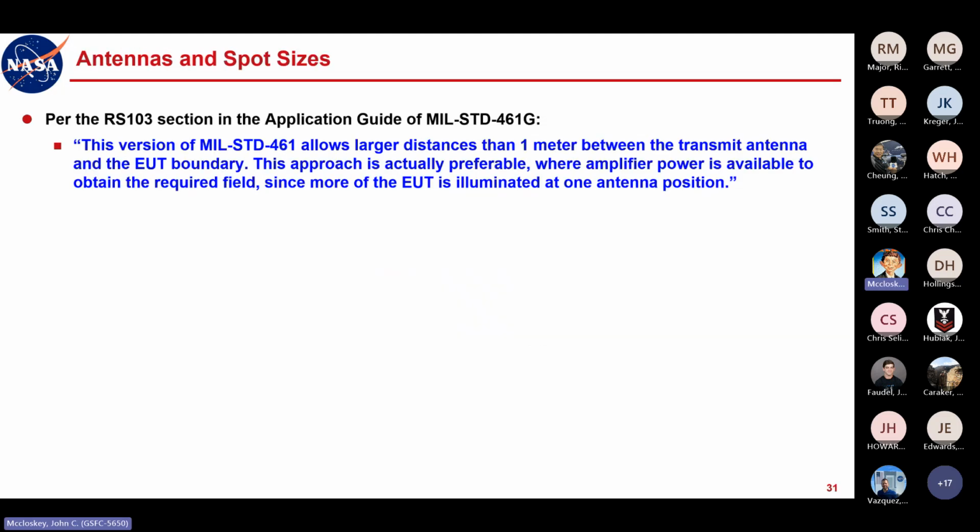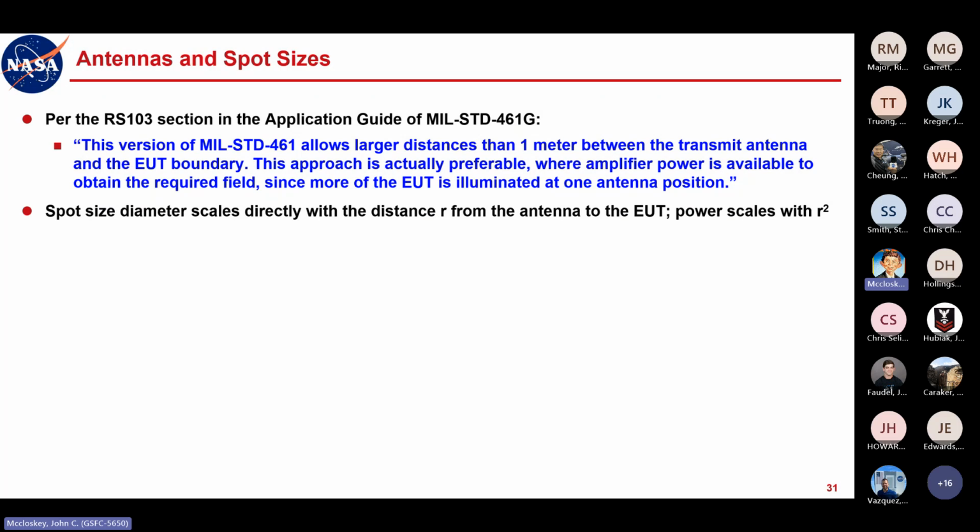Now, one thing that works to your advantage, and here's another commercial for using the latest version of a standard, is that MIL standard 461G allows larger distances than 1 meter between the transmit antenna and the EUT boundary. This approach is actually preferable where amplifier power is available to obtain the required field, since more of the EUT is illuminated at one antenna position. Okay, if you insist that you're under contract for 461F or E or D or basic going back to 1967, you're missing this bit of guidance that actually helps you do your job more efficiently.